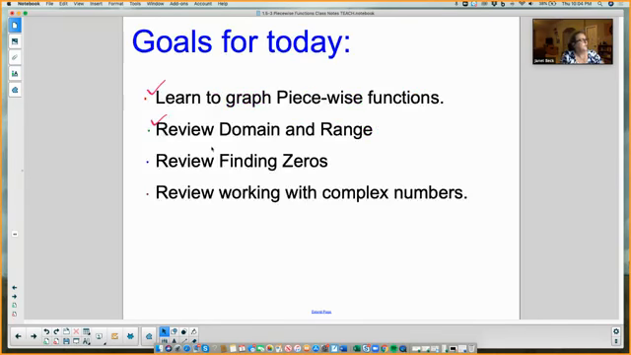Okay, so goals for today. Learn to graph piecewise functions. I think we probably need a bit more practice on that. Review domain and range. We've done a bit of that. Review finding zeros. Review working with complex numbers. Shall we come back to those in a second? Let's do another piecewise graph.